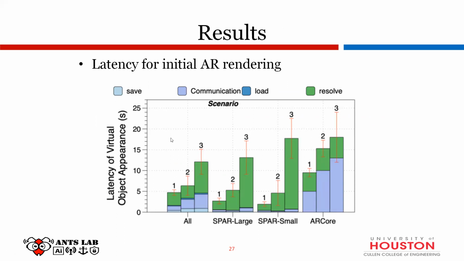So this is the latency of virtual object appearance. The 1 means scenario 1, 2 is scenario 2, 3 is scenario 3. And all those four: save, communication, loading, resolve. Save is the time the host spends to adapt the data in preparation and transmission. So that is the time for the host spending.